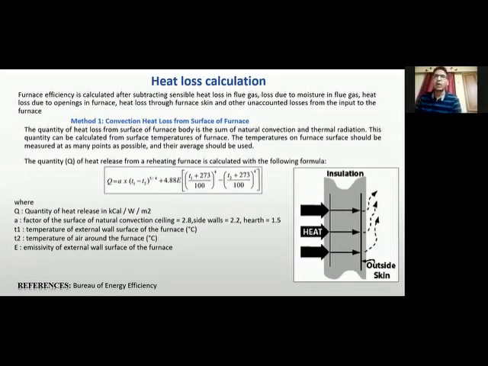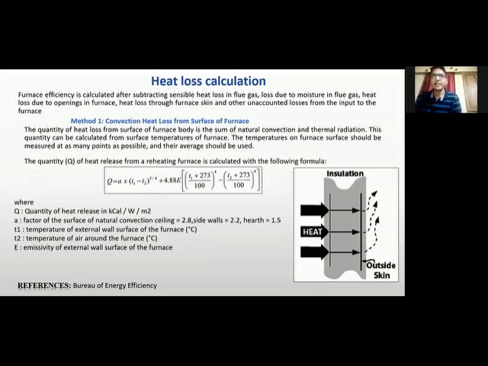You should know how to calculate heat losses from your furnace by some scientific formulas. The Bureau of Energy Efficiency has given us some formulas to calculate the heat loss from the outer surface of the furnace. One method is convection heat loss from the surface of the furnace. The quantity of heat loss from the surface of the furnace body is the sum of the natural convection heat loss and thermal radiation heat loss. So we have to capture the temperatures of the outer surface, take the average of that surface, and put this temperature in this formula.